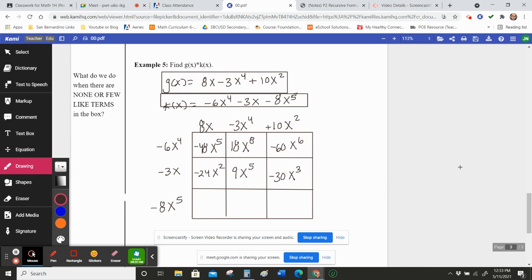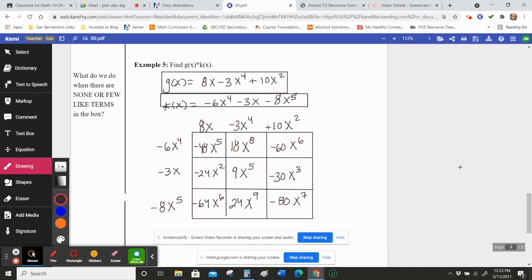Let's do the last row. 8 times 8 is 64, so we get negative 64x to the power of 6. 8 times 3 is 24, so we get positive 24x to the power of 9 after we add the x's. And then finally, we get 8 times 10, which is 80. And then we have a total of 7 x's. And then that 8 was a negative, so we get negative 80x to the power of 7.